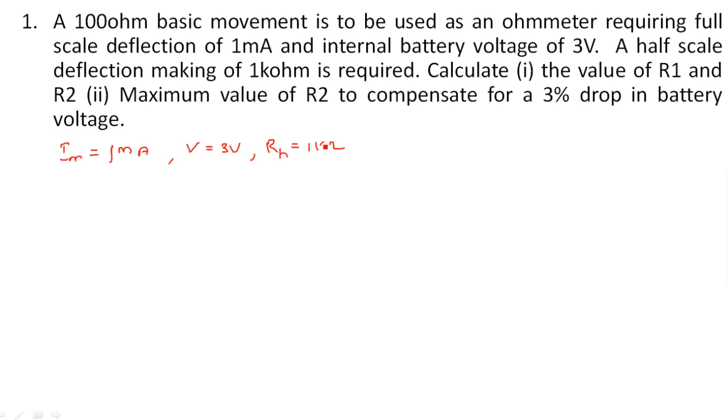As days go on, what happens? Some battery life will be reduced. That means the voltage across the battery may be reduced. Here he is saying that 3% voltage drop. So 3 minus 3% of 3 volts, that is the drop across the battery. If you substitute that value in R2, what is the value of R2? Okay, now first we will calculate the values of R1 and R2.